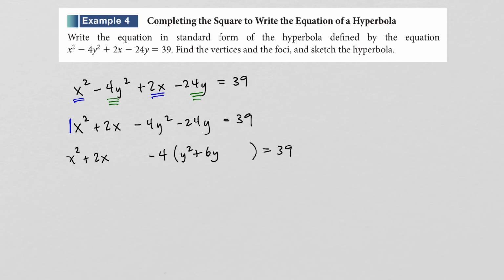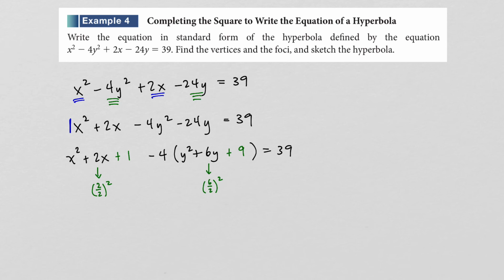So you should notice that I have factored a negative 4 out of here, which leaves us with y squared. And when you pull negative 4 out of negative 24, you end up with positive 6 multiplied by y. Now we're ready to complete the square. So we need to add 1 here, and that comes from taking half of 2 and squaring it. And here we need to add 9. That comes from taking half of 6 and squaring it.